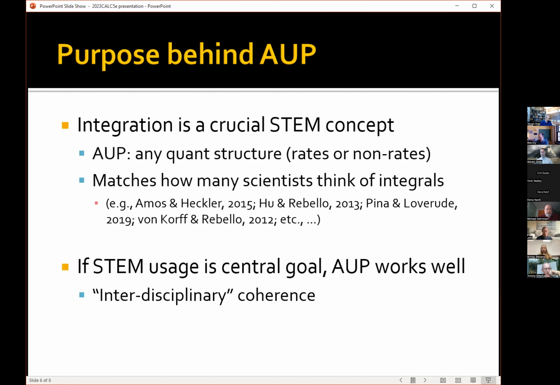And so if STEM usage is your central goal, then adding up pieces is a really attractive paradigm for that. And we call this kind of an interdisciplinary coherence. Again, kind of trying to connect across disciplines rather than just within. And one note, and Brindley will talk about this, is that obviously the fundamental theorem of calculus is still within an adding up pieces paradigm. It's not like it's not part of it. It's just not the central goal in that case.